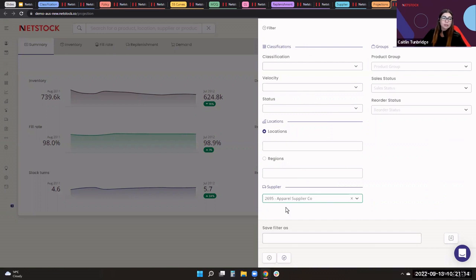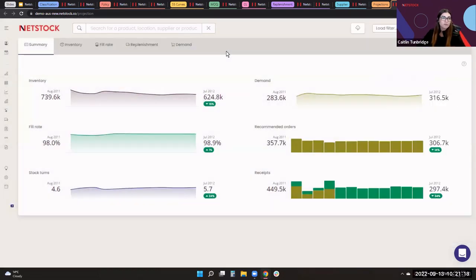So I've filtered by our apparel supplier co-vendor and run the projection for all the products that we're ordering from them. You can clearly see how the inventory that we're holding of their items is going to track over the next 12 months. Again, if we had that extended planning horizon module, we would see all these same projections for the full 24-month period.